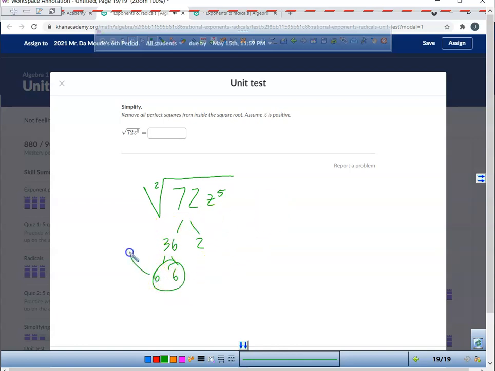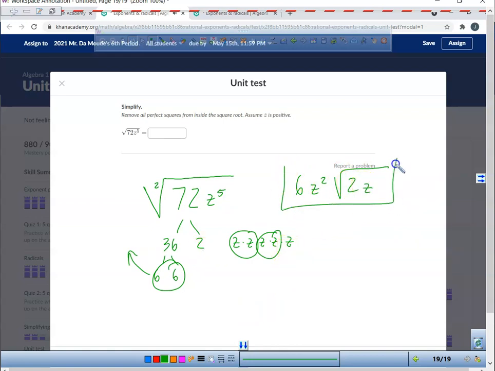So what comes out of the radical? A 6. Z to the power of 5 breaks down to z times z times z times z times z. Whew. How many pairs do I have? One pair. Two pairs. So it becomes z squared. Well, what number do I still have left on the inside? A 2. And what variable do I still have left? A z. So this is going to be my final simplified answer.